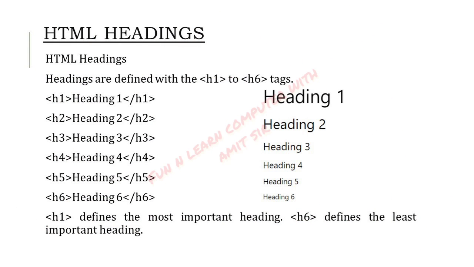Next is HTML headings. HTML headings are defined with the h1 to h6 tags, where h1 is the biggest font and h6 is the smallest font used. H1 defines the most important headings and h6 defines the least important headings. Just look at the left side. If you give the input, what you will get is shown on the right side.